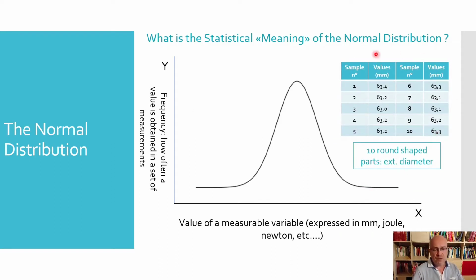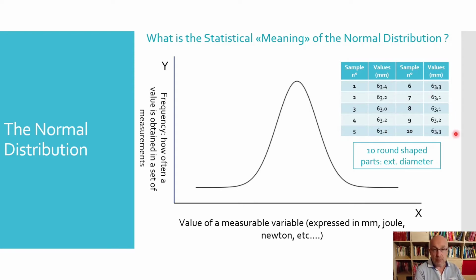How to get this data? If you look at this chart, which was presented also in my introduction video, here are represented 10 values, 10 samples. Each sample is a round-shaped part, for example, coming from an injection molding process. Each round-shaped part is measured. We measure the external diameter of each part so that we get 10 values of external diameters. These are the 10 values expressed in millimeters, one value per sample.